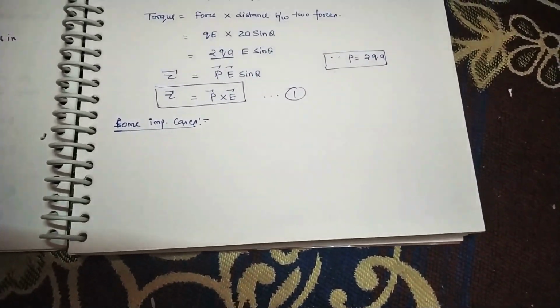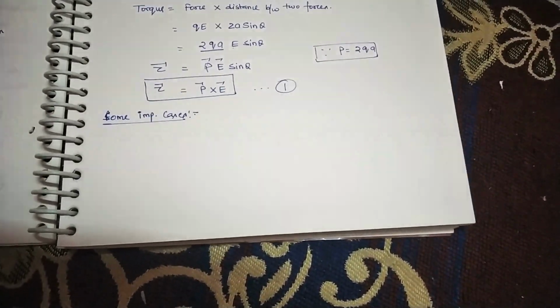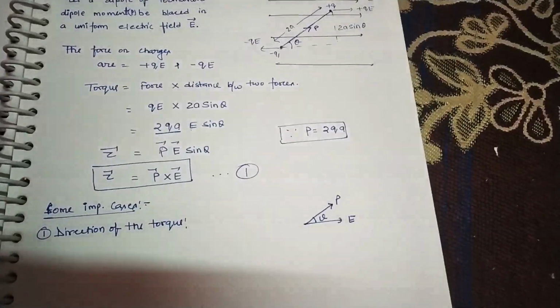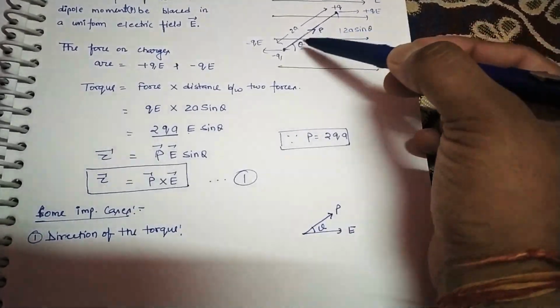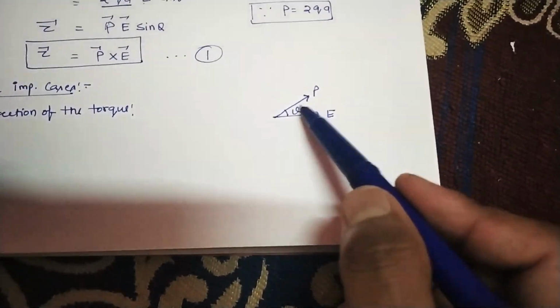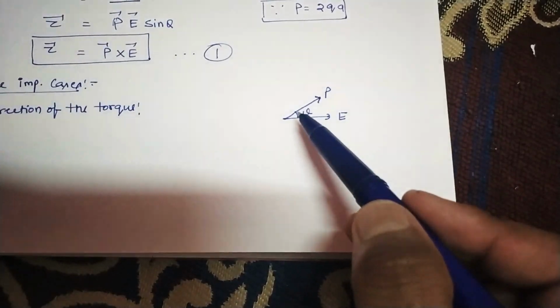Here we can draw some important cases out of it, and some conclusions from this formula. Let me do it like this. First of all, the direction of the torque. In the above diagram we can see this was the direction of the dipole moment, this was the direction of the electric field, so the angle between them was this. Same way here, it is the electric field, it is the dipole moment, this angle is theta.